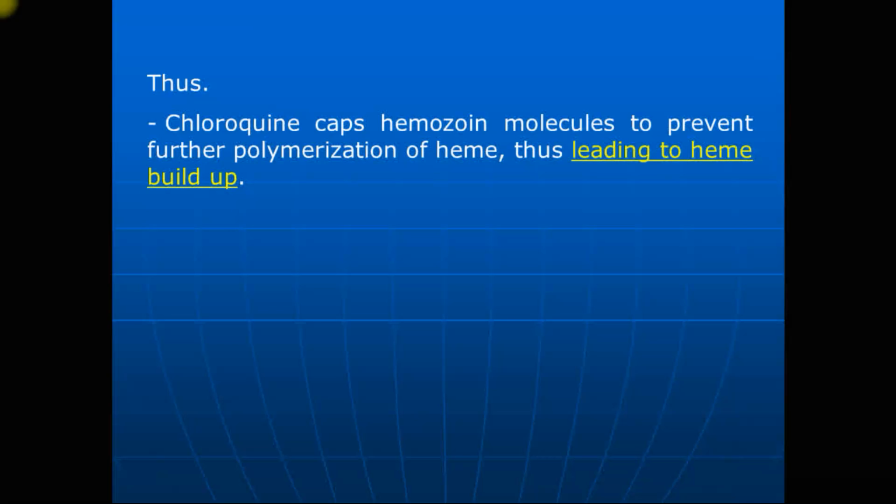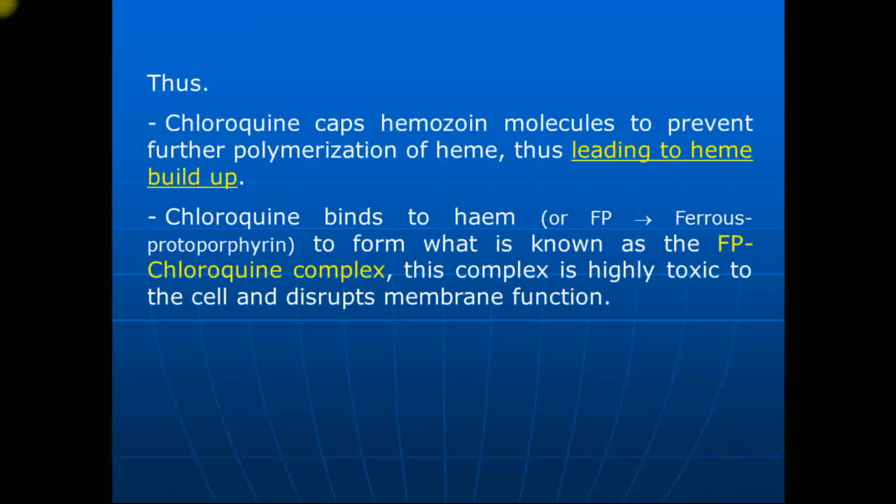and this will lead to a buildup in the concentration of heme. You know that heme is made up of two parts. If you remember the anatomy, it has an iron part and a non-iron part. The non-iron part is called porphyrin, the ring structure present in many molecules like hemoglobin and chlorophyll. Together this is called FP, ferrous protoporphyrin. Porphyrin is the name of the ring structure.